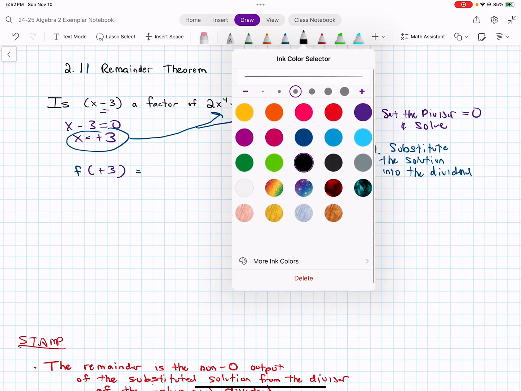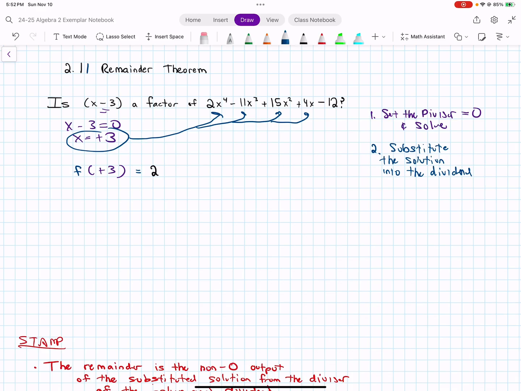f of 3 equals 2 times 3 to the 4th power minus 11 times 3 to the 3rd power plus 15 times 3 squared plus 4 times 3 minus 12. So we just substituted our value for the variable. I'm going to rewrite f of 3 at all times.